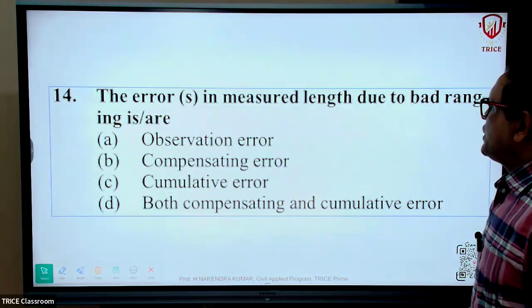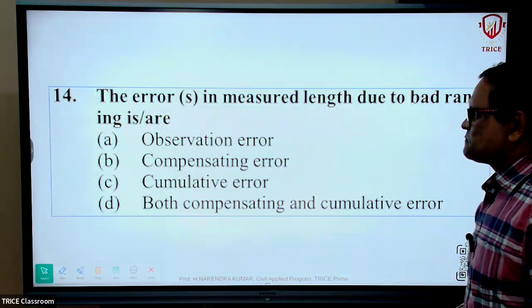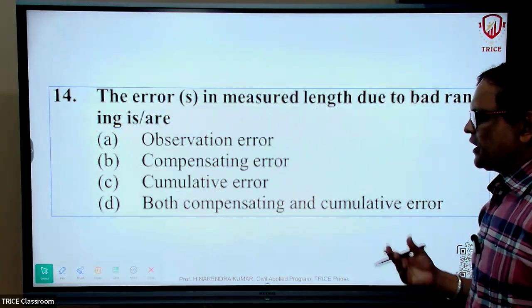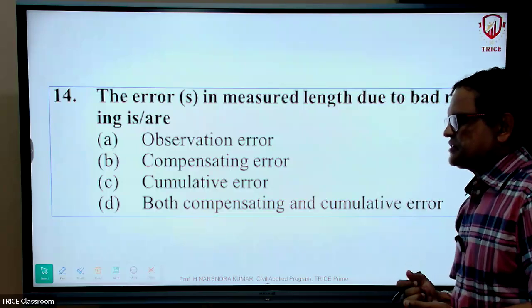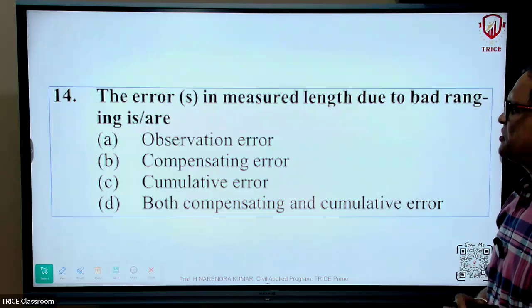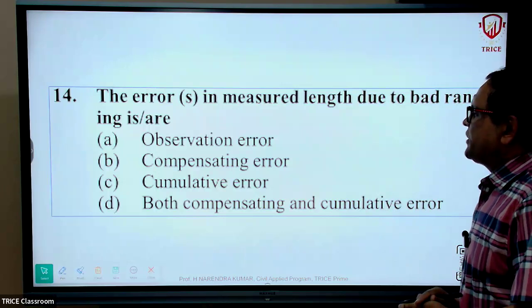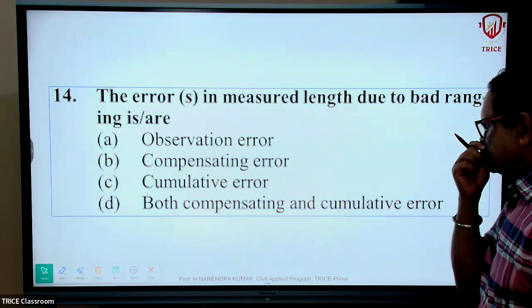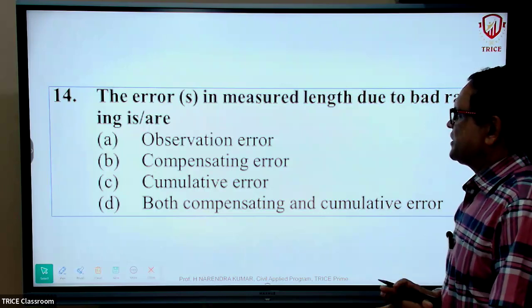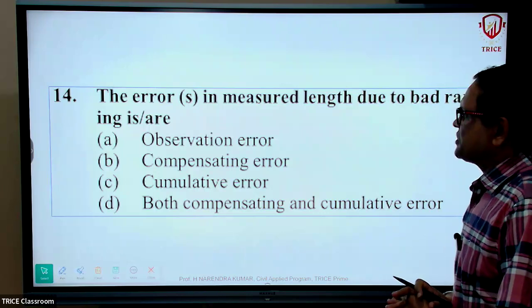Now, this question is related to errors. When I went through the question papers of previous years, there was at least one question on errors. Even the regular class gave a lot of questions on errors. So usually you will get one question on errors.